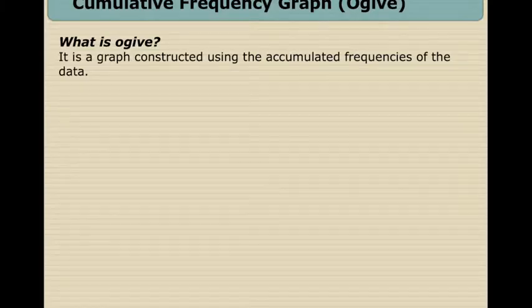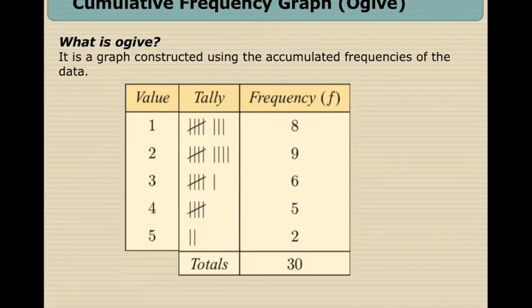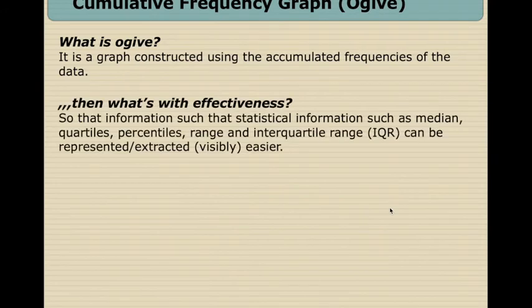Okay, let's start off with a definition. A cumulative frequency graph or ogive is a graph constructed using the cumulative frequencies of the data. If you remember the frequency distribution table, like this one here, we have the frequency, and a cumulative frequency graph is used by accumulating all of these frequencies, and we will see that later on.